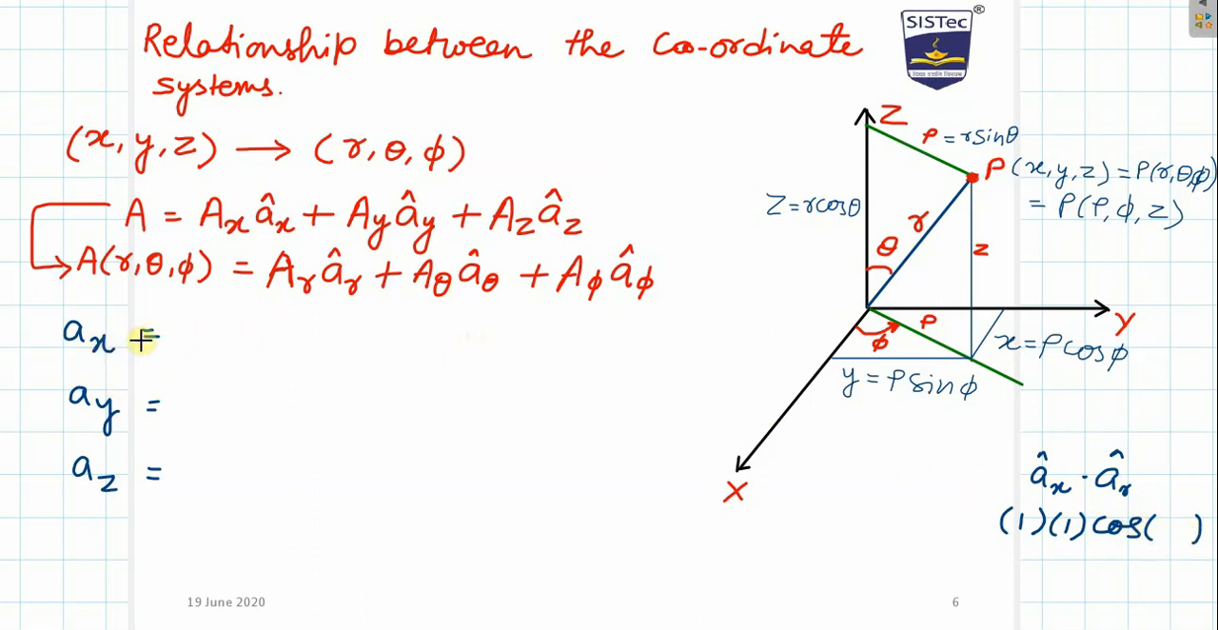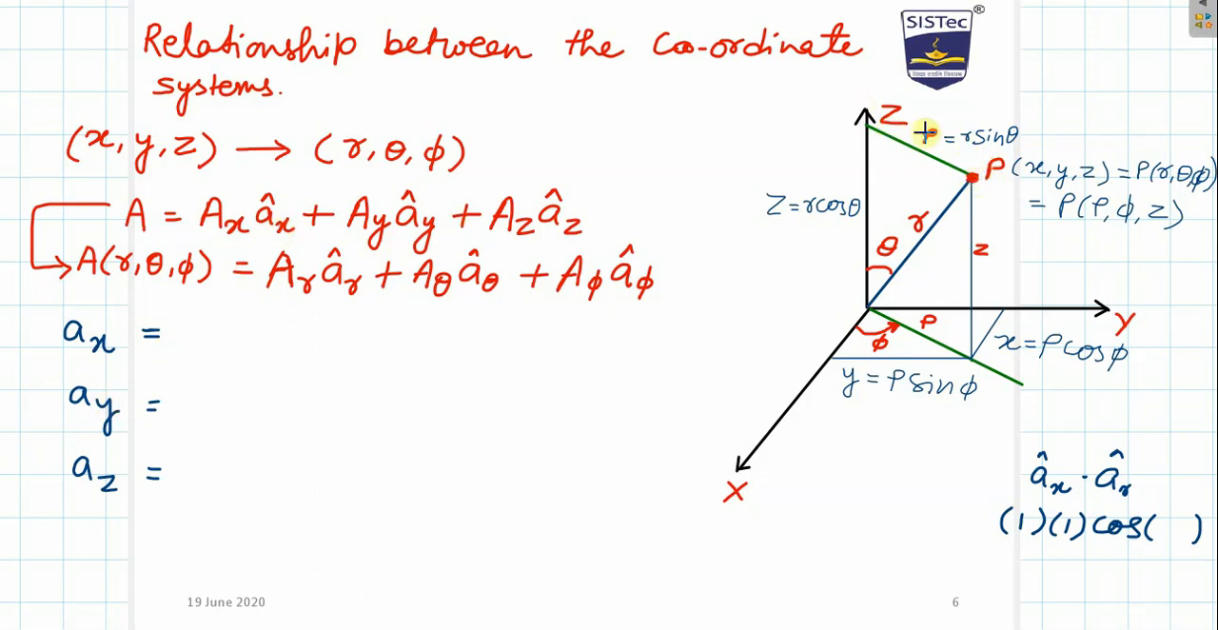So ax can be written as, see, x-axis and this r vector. So you have to get ar, ay, a theta and a phi. What will be the direction in the r direction? So this is ar. So what was the direction of this ar?